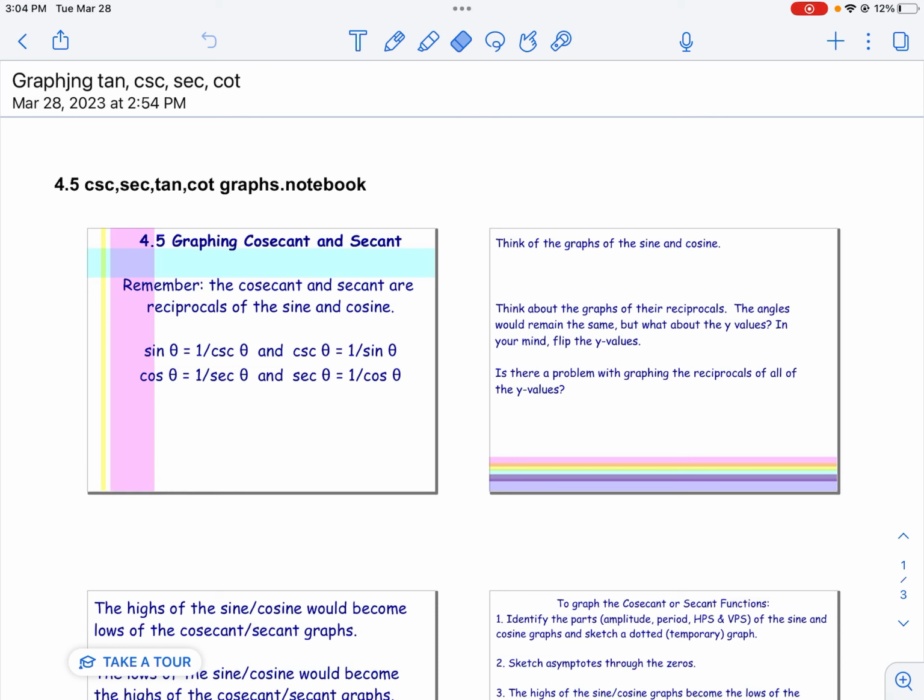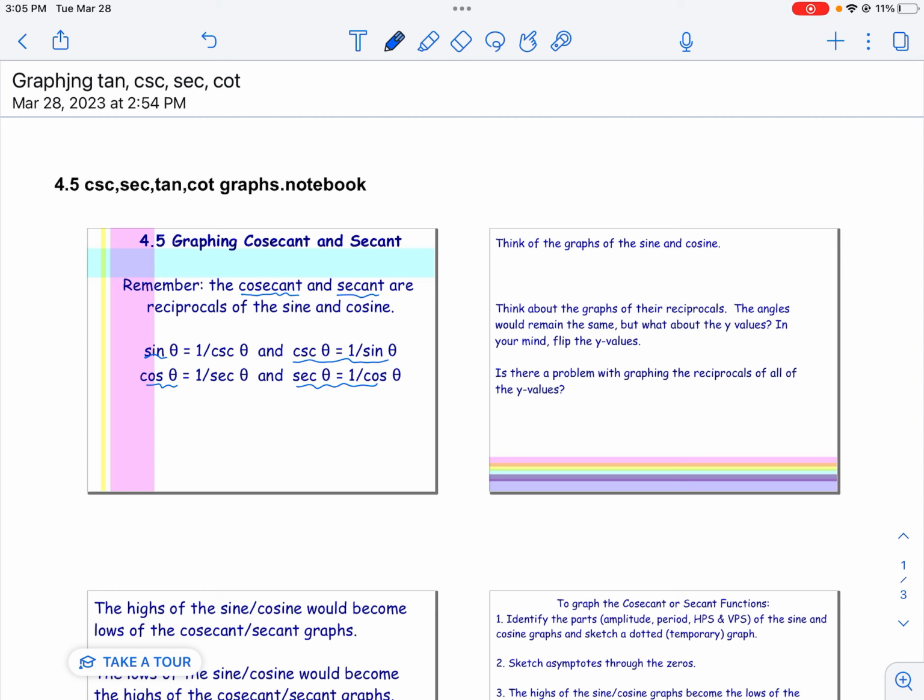Hi everyone, in this video we're going to be talking about graphing cosecant and secant. We are going to just review that the cosecant is the reciprocal of sine and that secant is the reciprocal of cosine. What we're going to do, and the only thing we're really thinking about here, is flipping over the y values for sine and cosine, so flipping over the outputs from those sine and cosine graphs.